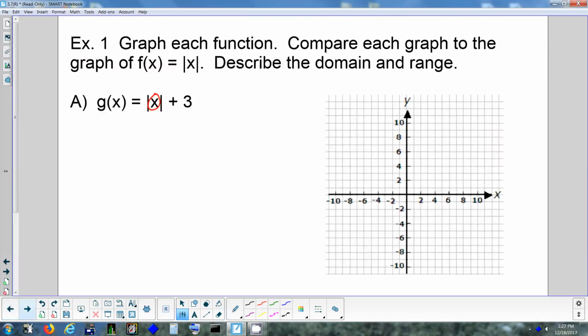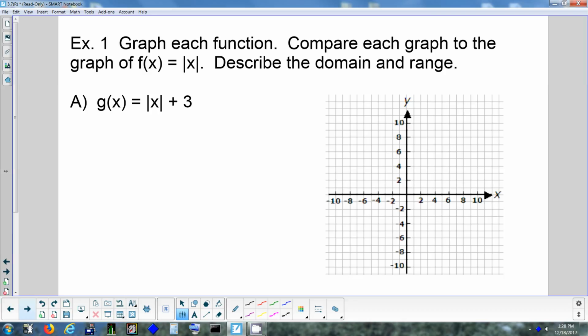So plus 3, you'd think it would go up 3. Well, let's see if that's what happens. You think it's going to go up 3? You would think down 3? No, I don't think it's going to go down. Yeah, I think you're right. I think it's going to go up. But let's try it.